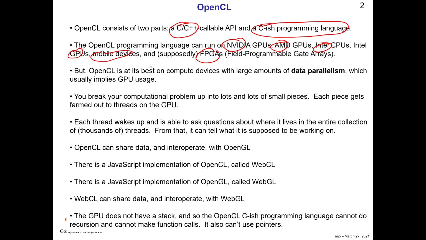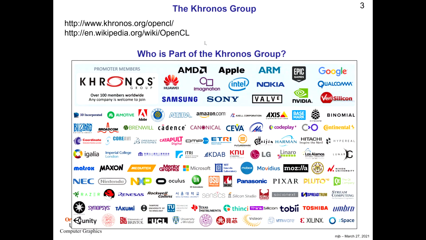OpenCL can share data and interoperate with OpenGL, and I'll show you how to do that. Also, there's a JavaScript implementation of OpenCL called WebCL, and same thing with OpenGL and WebGL, which means WebCL can share data and interoperate with WebGL. So yeah, we're going to have some fun with this, but it's largely the same philosophy that you've already seen in CUDA.